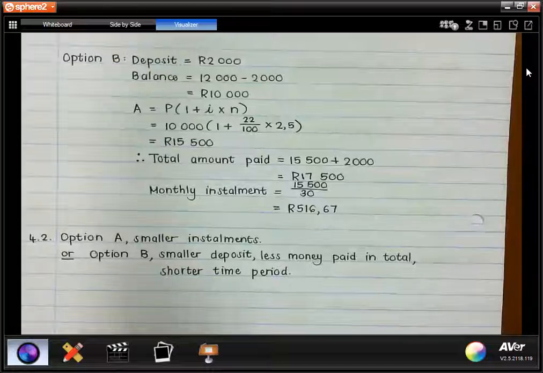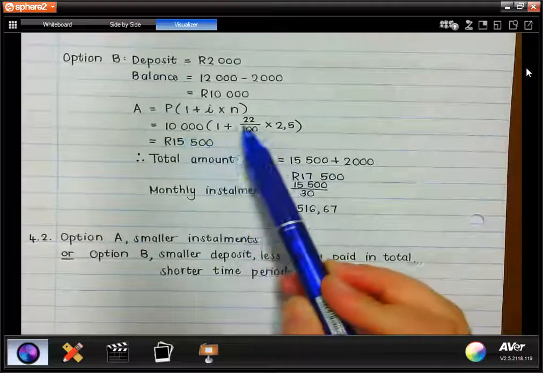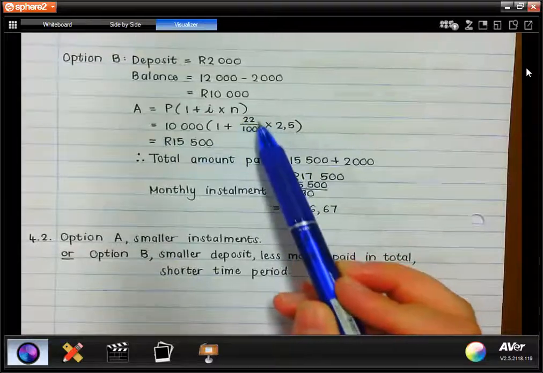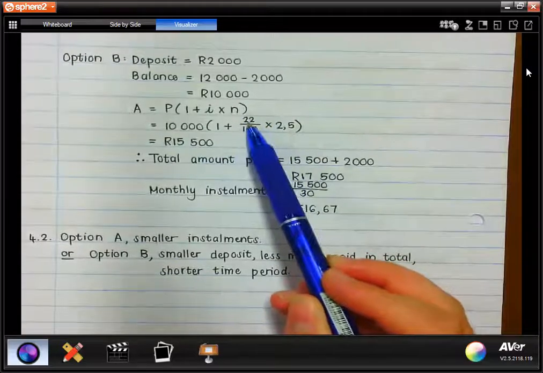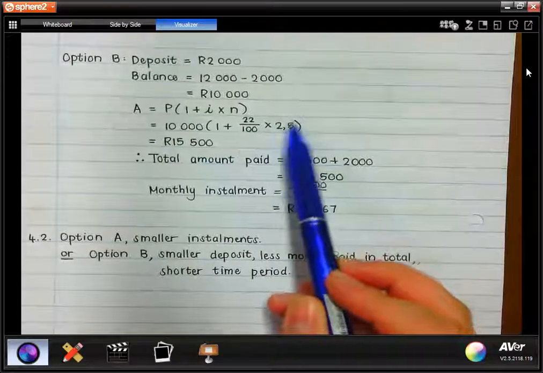Your balance then becomes your P value in your simple interest formula. So P is 10,000, the balance. Here we have a higher interest rate, right? In option B, they said the interest rate is 22%. So 22 over 100. Guys, they said 30 months.